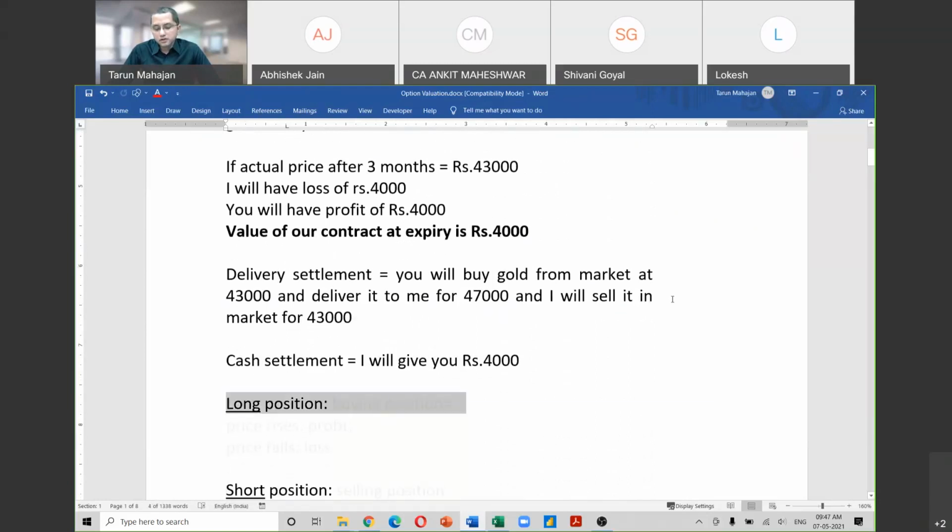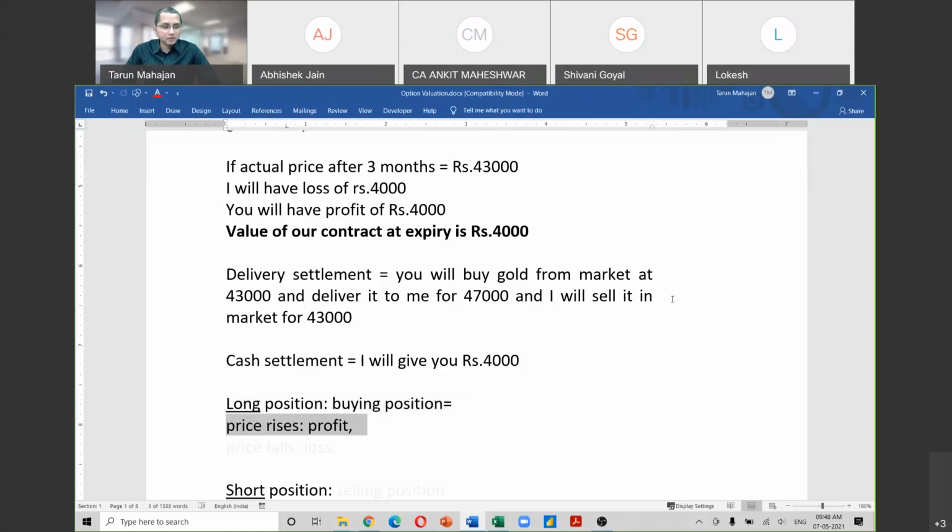What is a long position? In the derivatives market, a buying position is called the long position. In this example, I agreed to buy. So in the forward contract, my position is named the long position. Usually a long position is taken by a person who is bullish on the price, because when you take a long position and price rises, you make a profit.